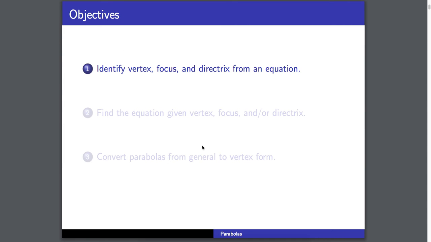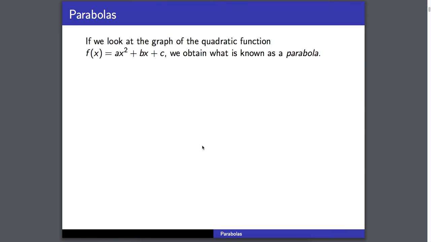So we're going to look at the vertex, focus, and directrix of a parabola from an equation. So we got some new vocab to deal with here. In this video, we're just going to introduce the concepts, and in the next video, we'll take a look at some examples. So if we look at the graph of the quadratic function f of x equals ax squared plus bx plus c, we obtain what is known as a parabola.